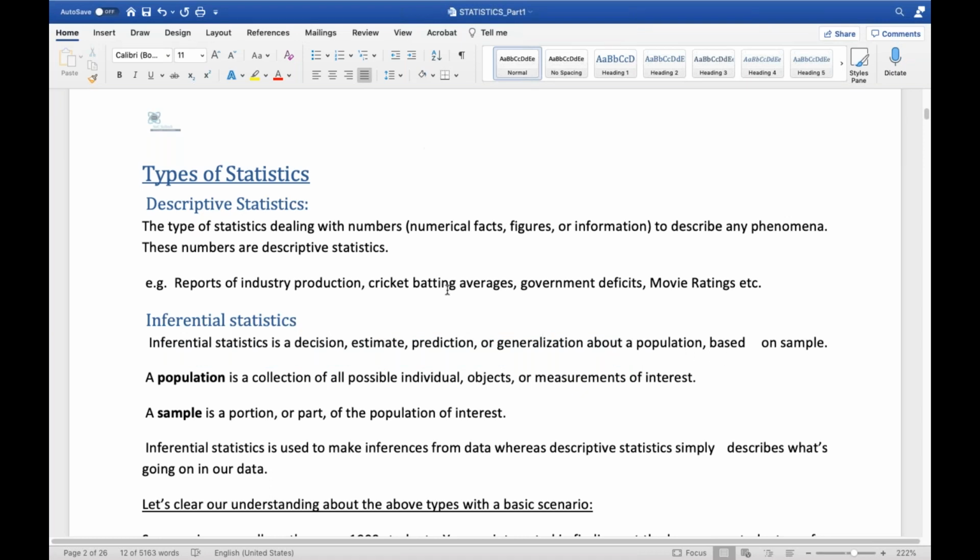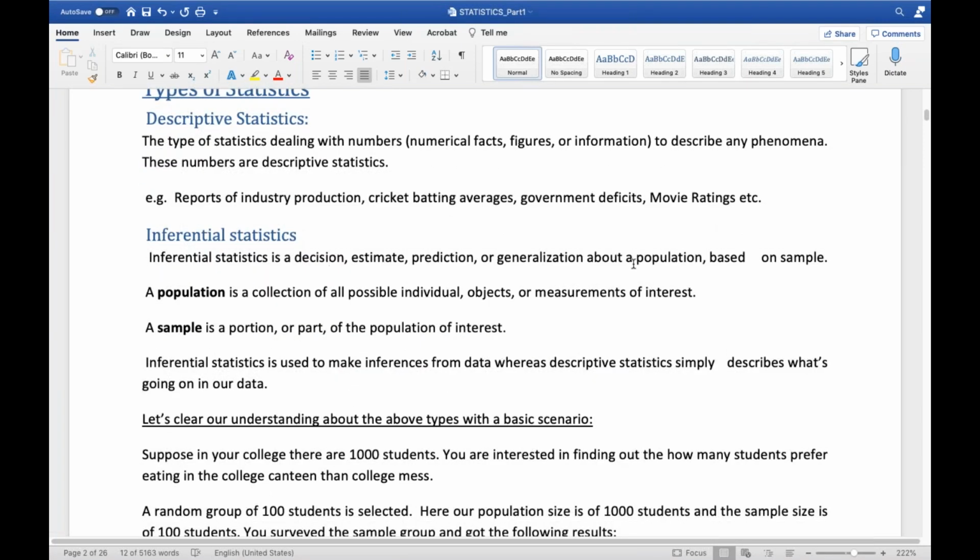Got it, right? Yeah. So there we are getting two terms. One is the population, one is the sample. I think you guys are already aware of it.